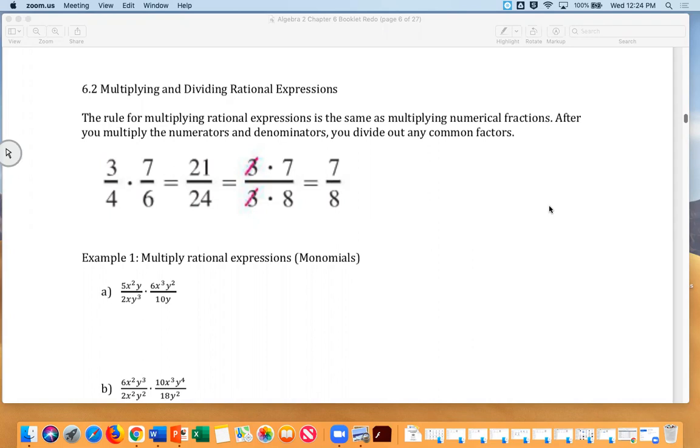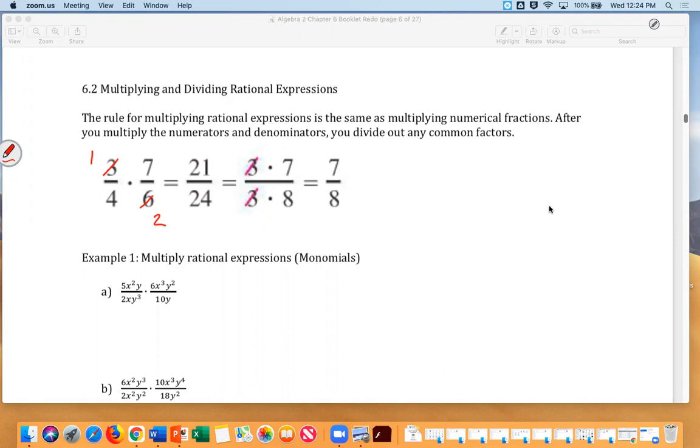If I start to multiply things out, kind of like what they did here, notice they did 3 times 7 is 21 and 4 times 6 is 24. Well, then they had to break 21 up into 3 times 7. And then they break 24 up into 3 times 8. And they canceled those, correct? Instead of doing that, if I look here at 3/4 times 7/6, I can see 3 goes into 6 2 times.